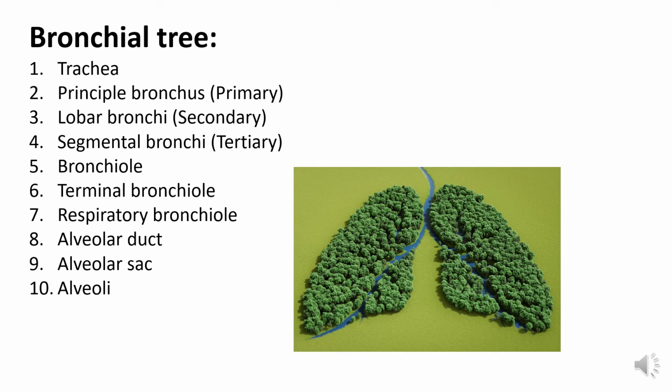It then splits into the lobar bronchi, also known as the secondary bronchi. Then into the segmental bronchi, also known as the tertiary bronchi. It then goes to the bronchiole, terminal bronchiole, respiratory bronchiole, the alveolar duct, the alveolar sac, and lastly, it reaches the alveoli.